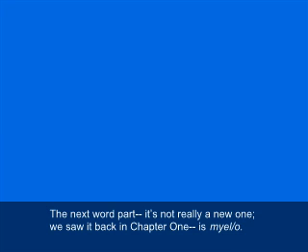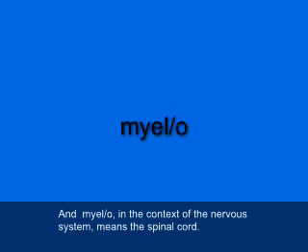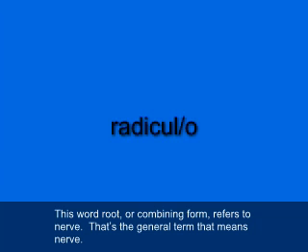The next word part, it's not really a new one, we saw it back in Chapter 1, is myelo, M-Y-E-L/O. And myelo in the context of the nervous system means the spinal cord. Finally, we have radiculo, R-A-D-I-C-U-L/O. This word root or combining form refers to nerve, just the general term that means nerve.